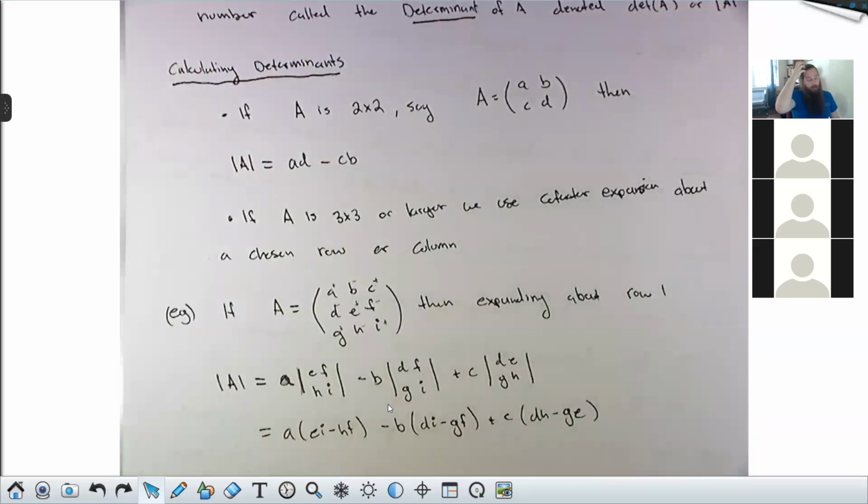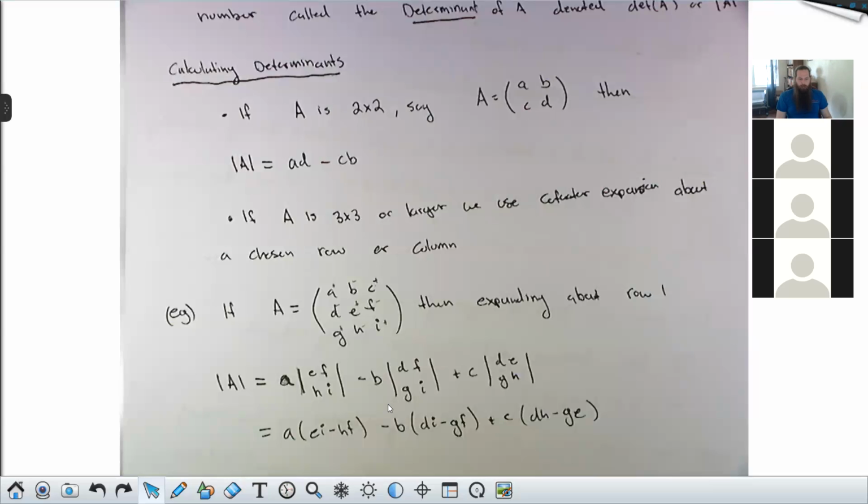Some neat facts about determinants. If the rows, as row vectors, are linearly dependent, then the determinant is 0. If the columns, as column vectors, are linearly dependent, then the determinant is 0. And that's kind of where this tool of the Wronskian comes from.